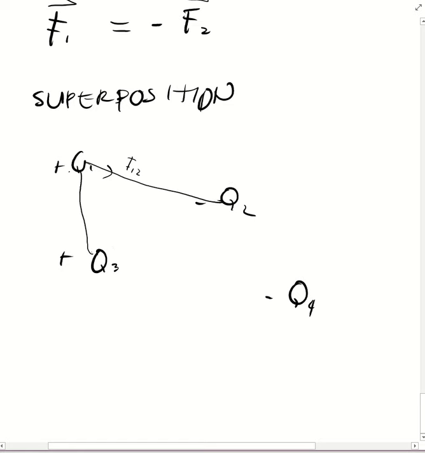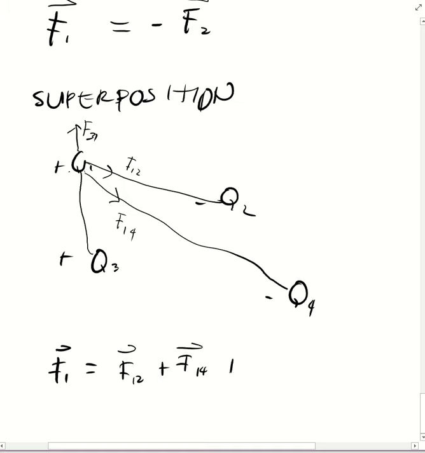Then you do that again, but this time with Q3. What will be the force due to Q3? They are both positive, so they repel each other, and the direction should be in this direction. This is F31, from 3 to 1. Then for Q4, positive and negative attract, so it's also in that direction, and it is F14. Then to solve for F1, F1 is just equal to the sum of all the forces, F12 plus F14 plus F31. That's the net force experienced by Q1.